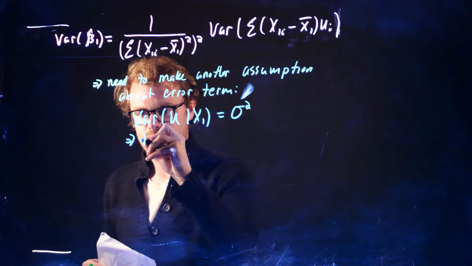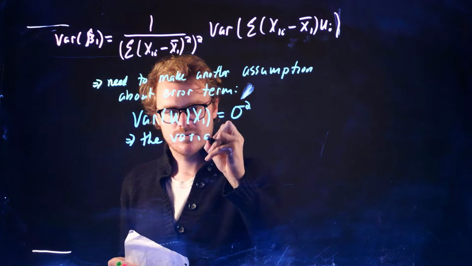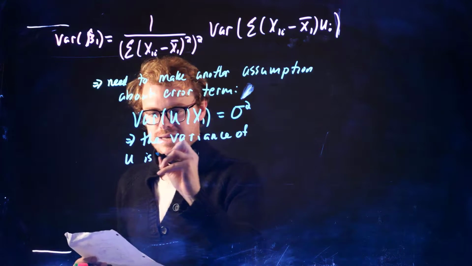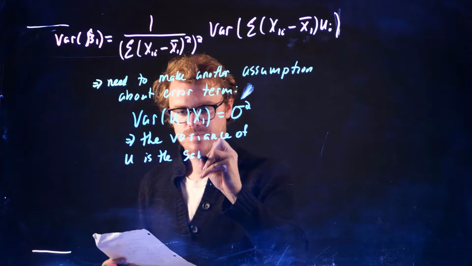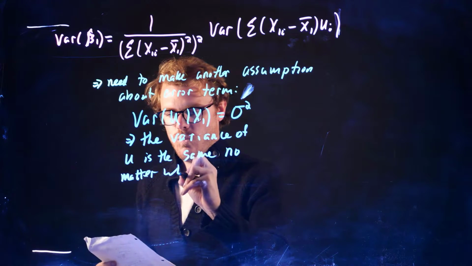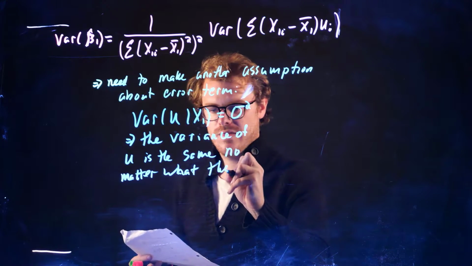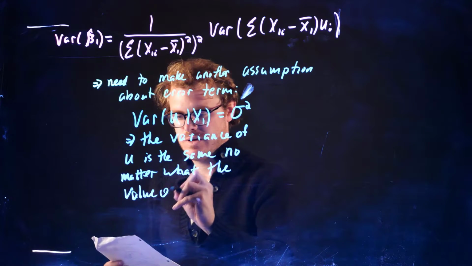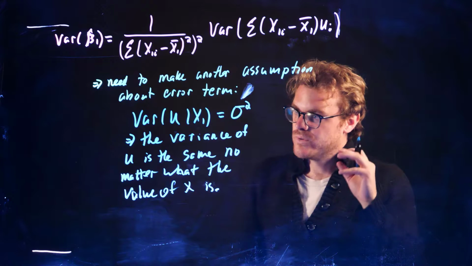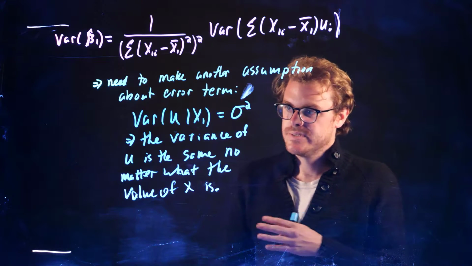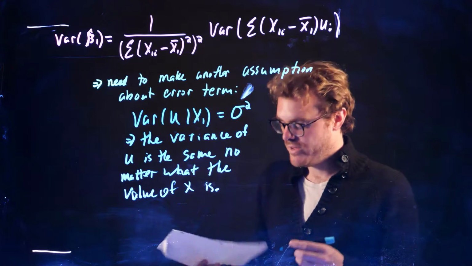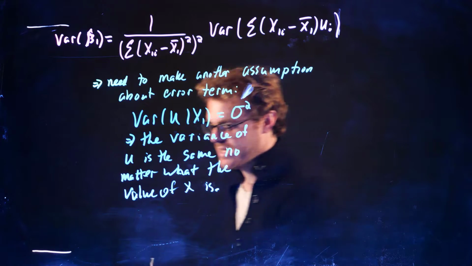So what does this mean? The variance of u is the same no matter what the value of x is. So the variance of u doesn't depend on the level of x. And we're going to call this homoscedasticity.